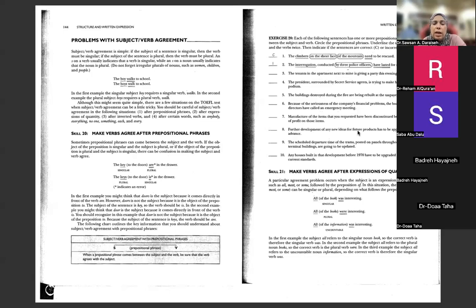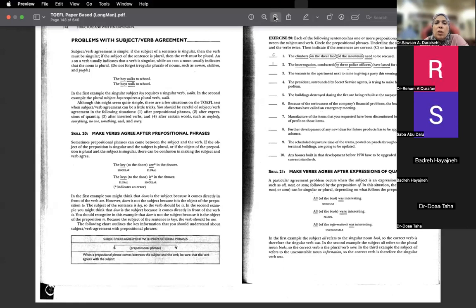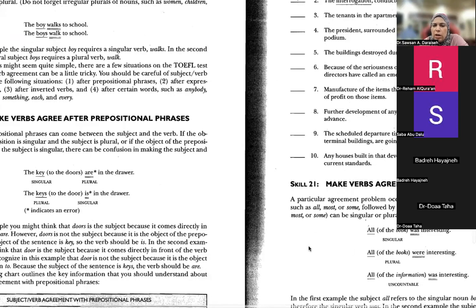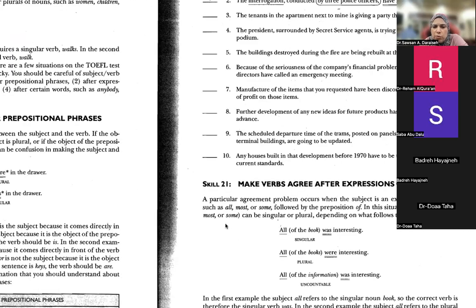Like I said, we have already taken Skill 21, and Skill 21's title is Make Verbs Agree After Expressions of Quantity. The example in front of you only has "all," but what applies to "all" also applies to the other expressions of quantity, which are most and some. "All of the book was interesting." So what do we do when we have "all" in a sentence?